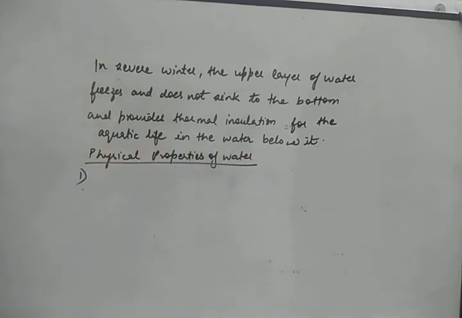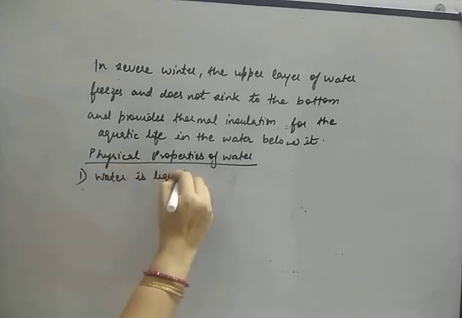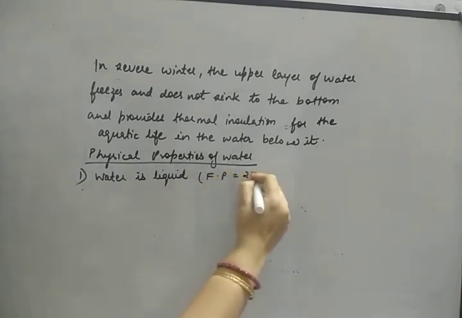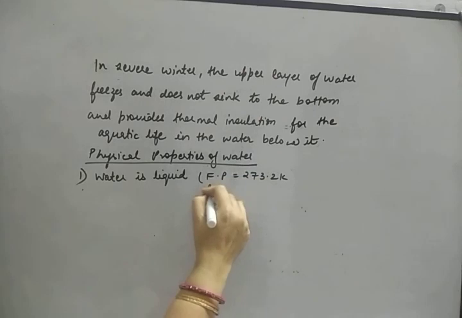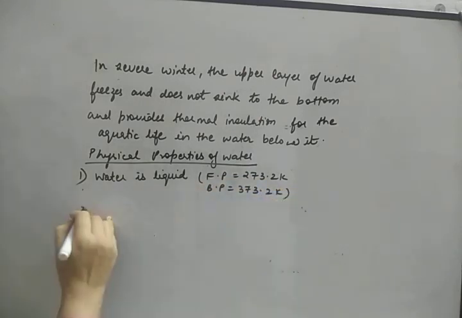The first physical property of water is that it is liquid at room temperature. And what is the freezing point of water? The freezing point of water is 273.2 Kelvin, and what is the boiling point of water? It is 373.2 Kelvin.